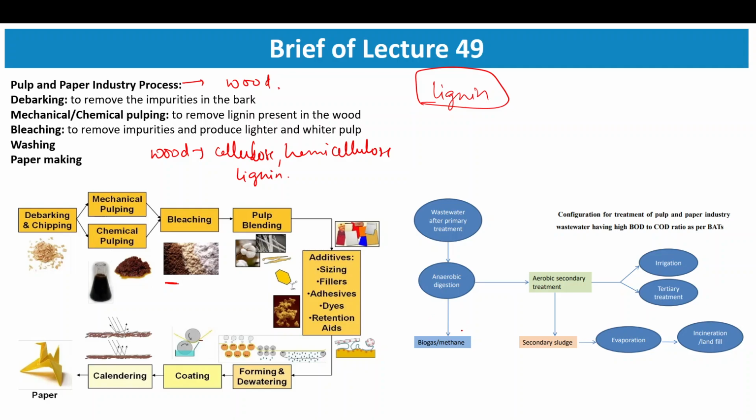Here the sludge that is obtained can be used for biogas or methane production, and some irrigation can also be provided through the water which is obtained, because wood is the primary raw material here, so it will not have much toxic components. And the sludge can finally be incinerated if required, if the quantity is more.